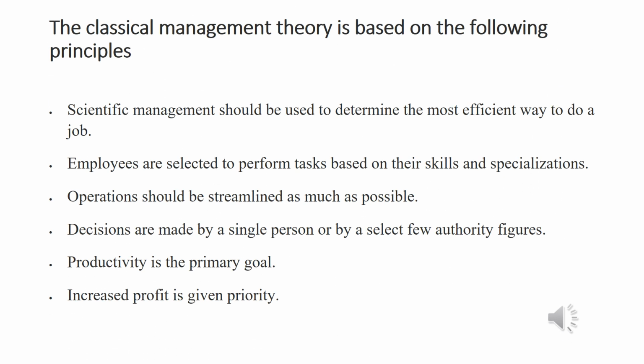Okay, so we have the principles of classical management theory. The first one is that scientific management should be used to determine the most efficient way to do a job. The second is that employees are selected to perform tasks based on their skills and specialization. Operations should be streamlined as much as possible. Decisions are made by a single person or a select few authority figures. Productivity is a primary goal and increased profit is given priority.